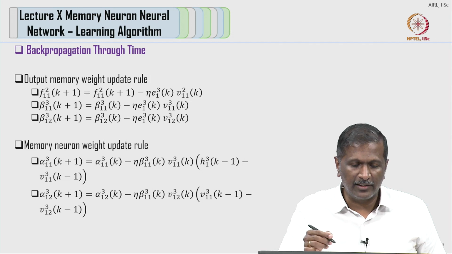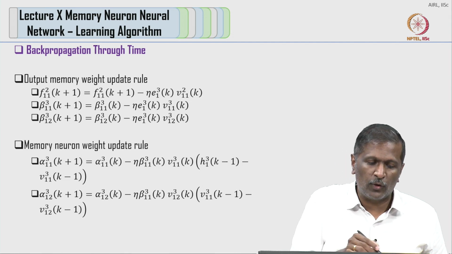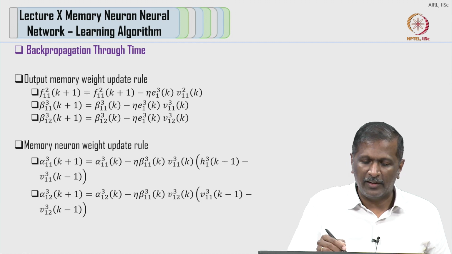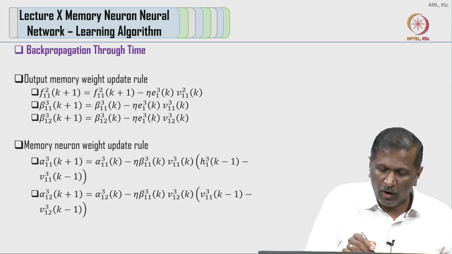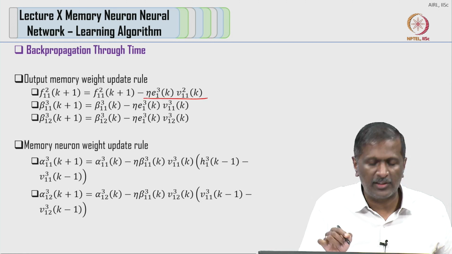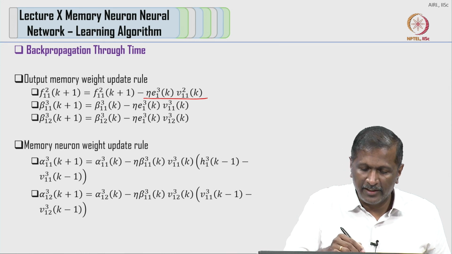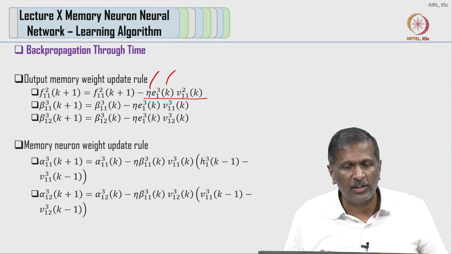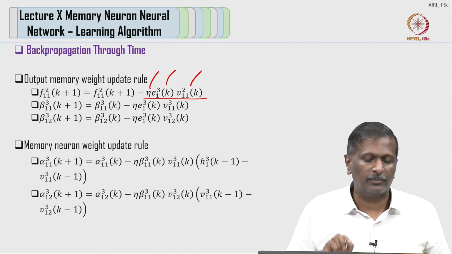Similarly, I can compute the gradient rule for F11, B11 and B12. When I look at these gradients, all of them have a similar structure: learning rate times the error contribution times the input.